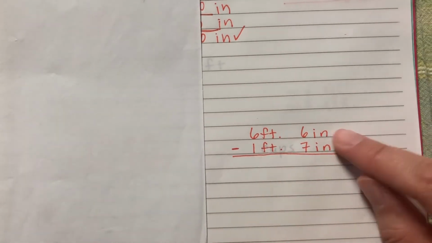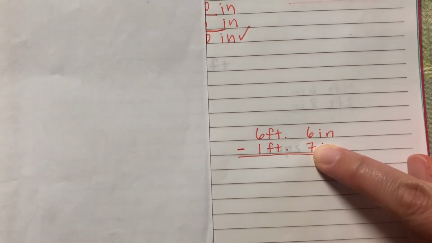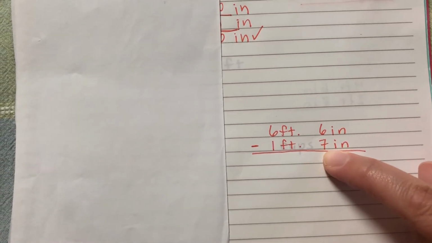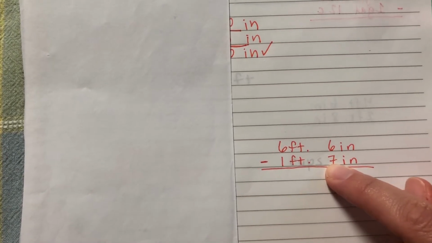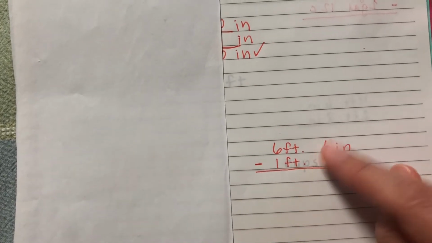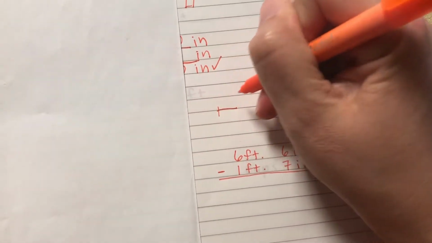But if you'll notice, this is 6 feet 6 inches. And this is 7 inches. So I cannot take away 7 from 6. It's not possible. So I'm going to have to think about this in a different way. I'm going to go ahead and draw a little picture for myself. You don't have to draw it, but you might find it helpful.